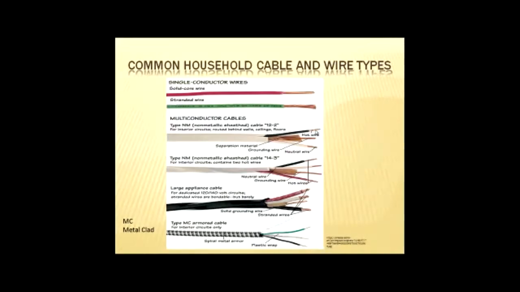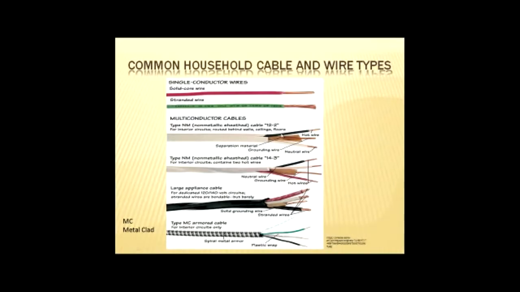So we have a hot wire and we have a neutral wire. Neutral is always white. Any other color is going to be a current carrying conductor unless it's green or bare copper. So if you have only two current carrying conductors, you're going to have white as a neutral, which is basically the return wire. And you're going to have a black, which is the hot wire, also called the supply wire. So we have a supply wire and a return wire.